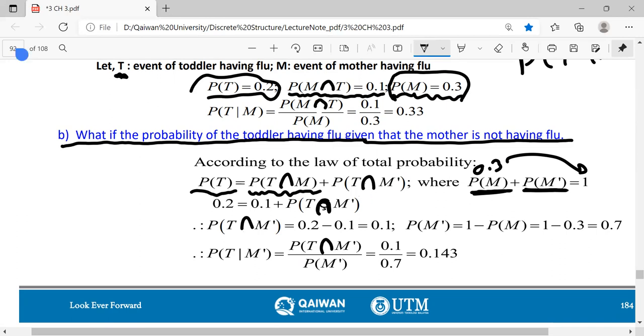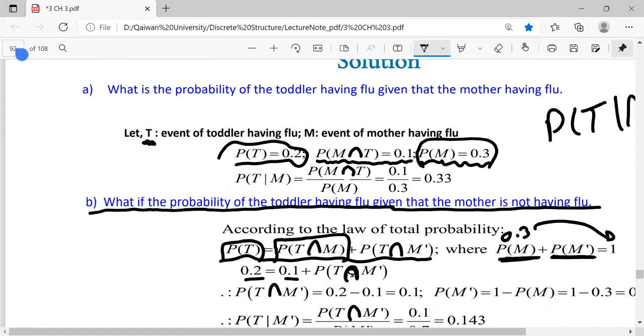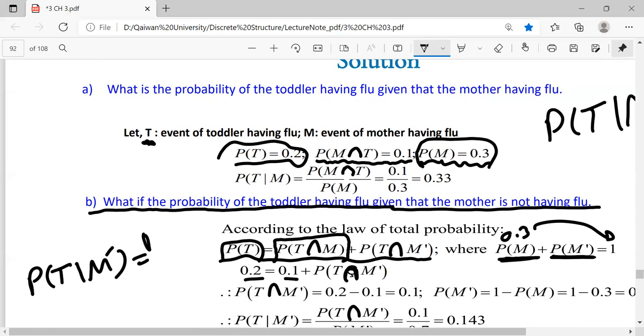For this rule, we have given that the probability of toddler having flu is 0.2, and the probability of toddler having flu and mother having flu is 0.1. We have given these two, so from these we can find the other term. Why do we use these rules? As you see, we are asked to find the probability of toddler having flu, given that mother has no flu, that is M complement. It equals the probability of T intersection M complement divided by the probability of M complement. We must find these two.